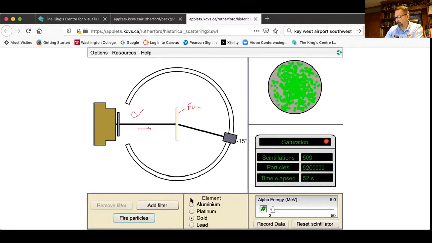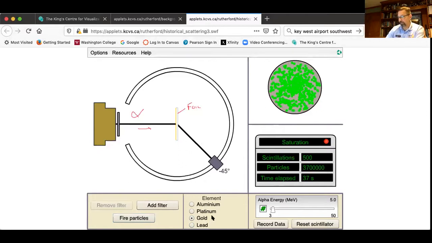Let's stop that. Move it out to 25 degrees. We're still seeing a lot of particles. And this, by the way, is alpha particles. I selected the gold element for my foil right down here in the bottom, and fire a bunch more particles. Greater angles, less, but you saw all the angles in his prediction were less than about 5 degrees. And even at 45 degrees, I'm still getting quite a few particles.